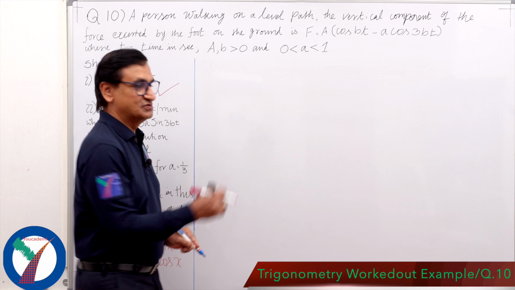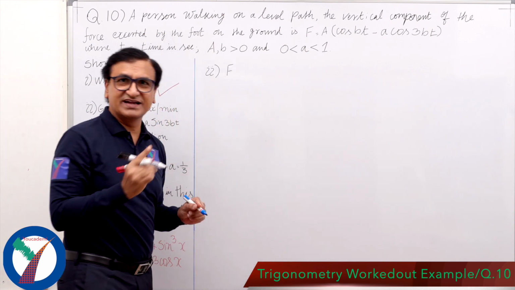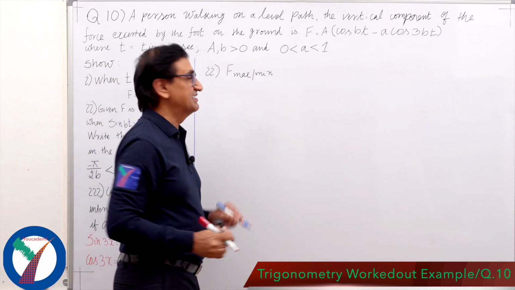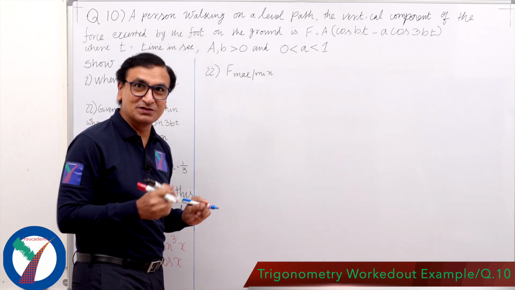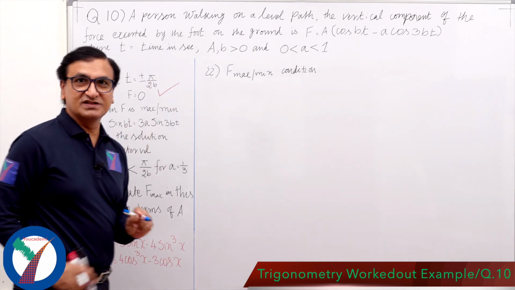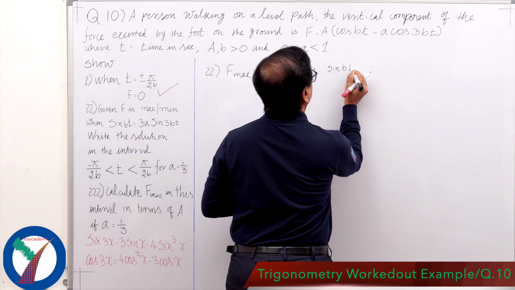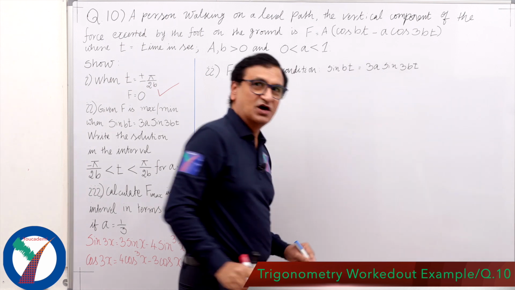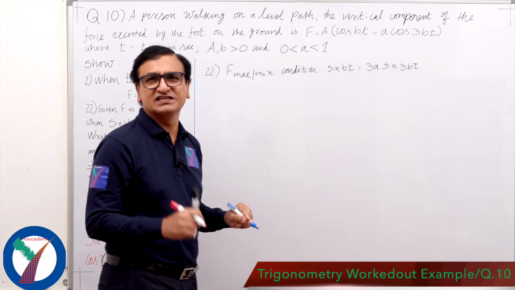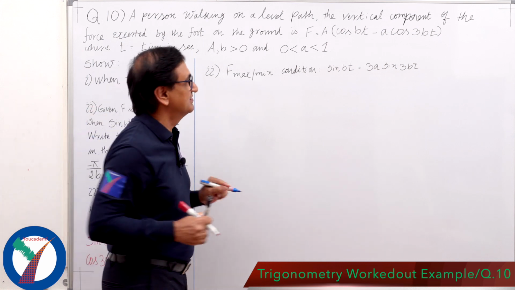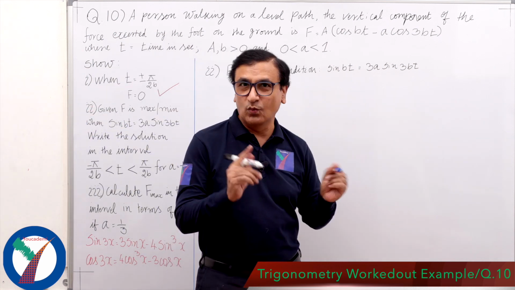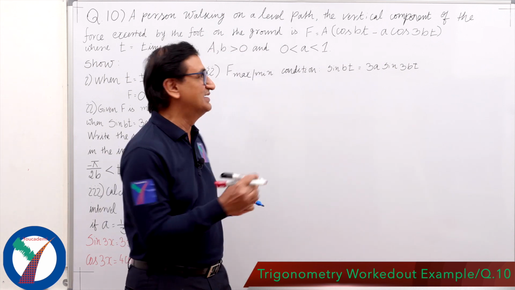Clear? Let's go. I'm going to write the F max or min condition. That is, the force maximum or minimum condition is sin bt equals 3a sin 3bt. Now we have to solve this trigonometric equation. We have done it before, so let's adopt the same method. Now a equals 1 divided by 3, so 3a will be 1. So that makes our job much simpler.